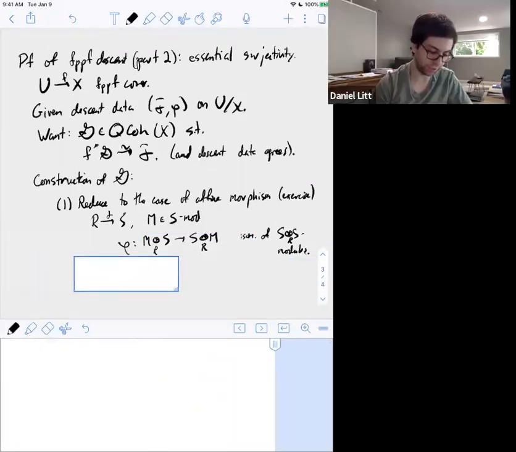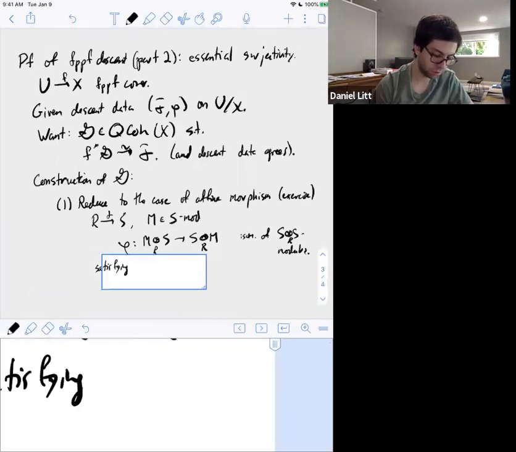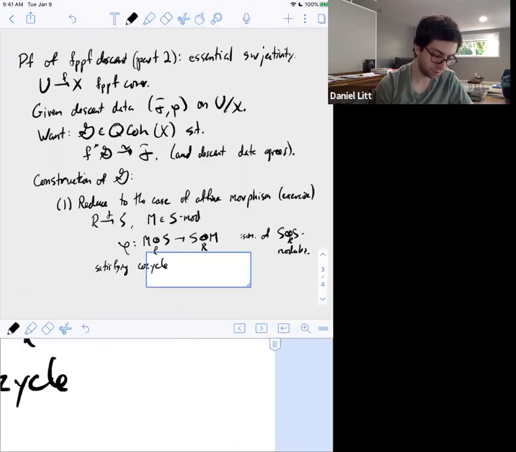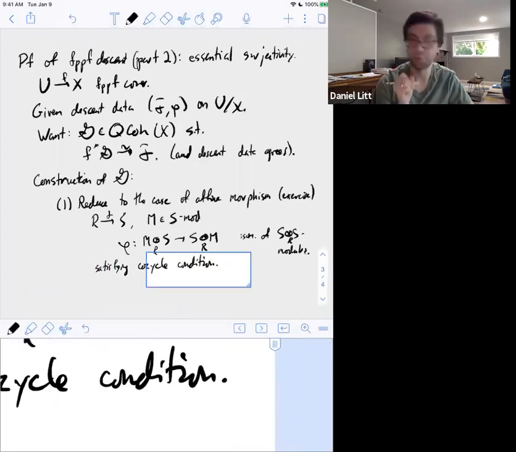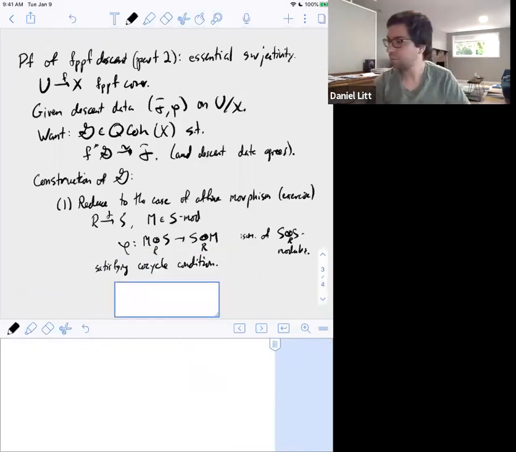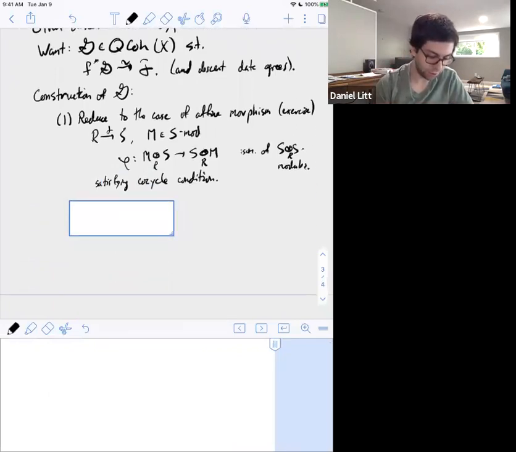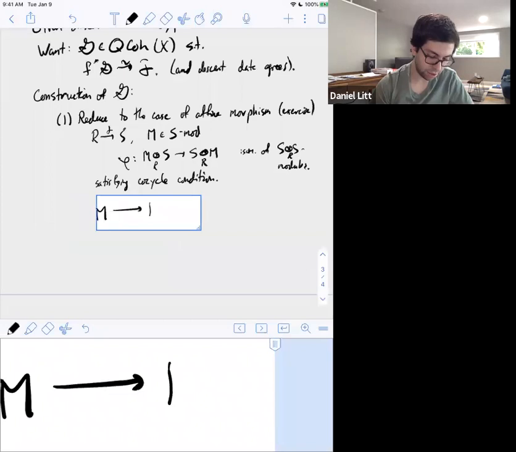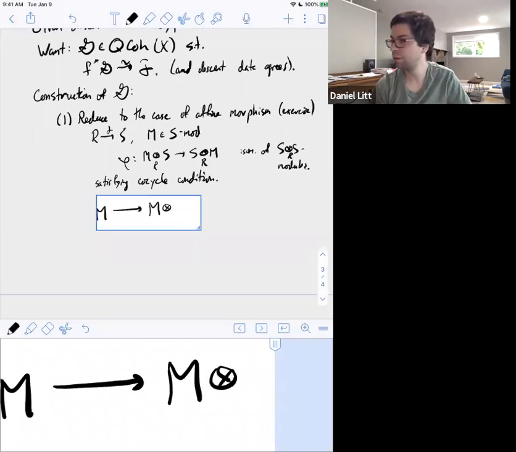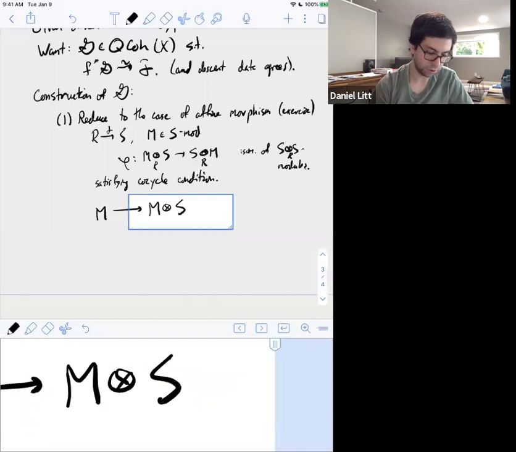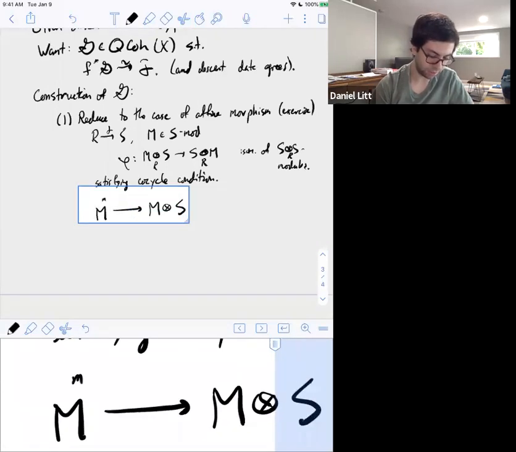Okay, and moreover, it has to satisfy a cocycle condition, which I won't write out. Okay, so let's make a construction. So what are we gonna do? We're gonna take M. So M maps to M tensor S in two different ways. So one of them is just M goes to M tensor 1.